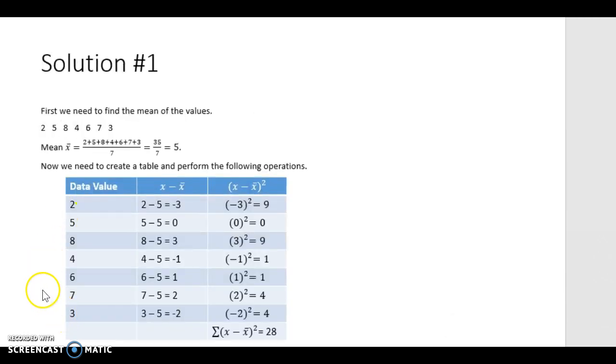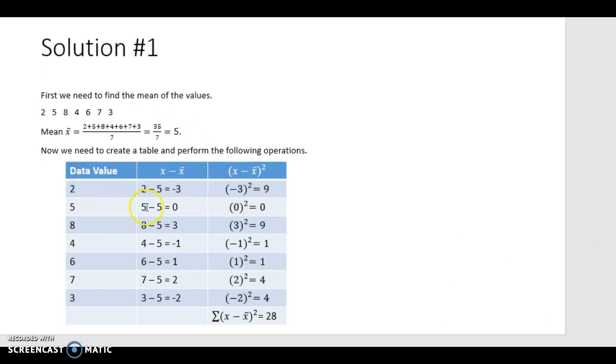Alright, so the first thing I want to do is figure out my mean. I just add all those values together, and I divide by the number of values, which is 7, so that's 35 over 7, which is 5. Next, I'm going to set up a table here. I'm going to list all the data values. And the first thing I'm going to do is find the deviation between the data value and the mean. So I did those calculations on here, so you can see what I got.